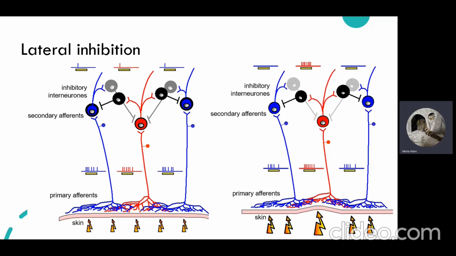Now, if this stimulus is increased on one primary afferent, then the secondary afferent will completely inhibit the surrounding secondary afferents, and this will show to the brain that there is an increase in stimulus at a certain point. So in short, lateral inhibition is just something that enables our body to highlight locations where stimulus strength is changing.